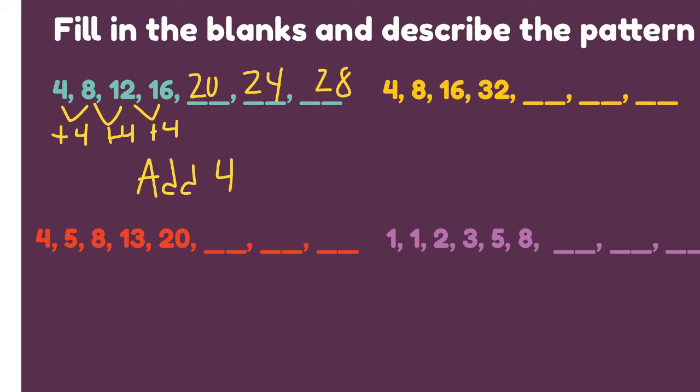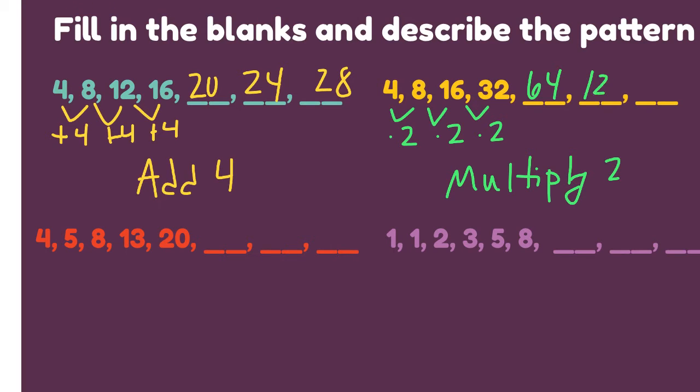If we look at the second pattern, instead of adding 4 this time, it looks like we might have a little bit different pattern. If you do 4 times 2, you get 8. 8 times 2 would be 16. 16 times 2 would be 32. So if you continue that pattern of multiplying by 2, you would get 64, 128, and then 256.